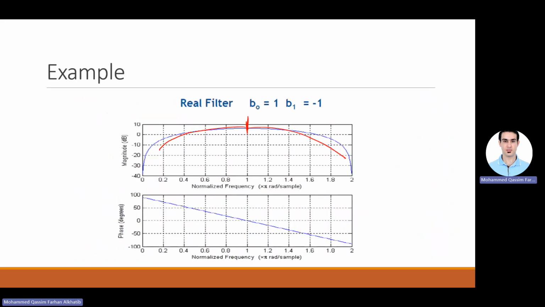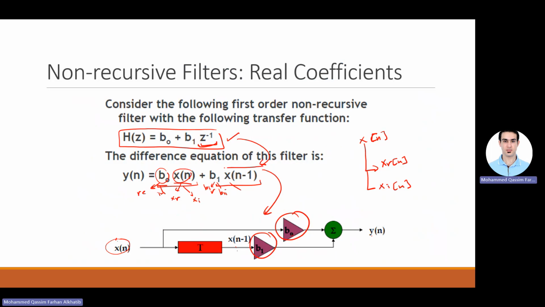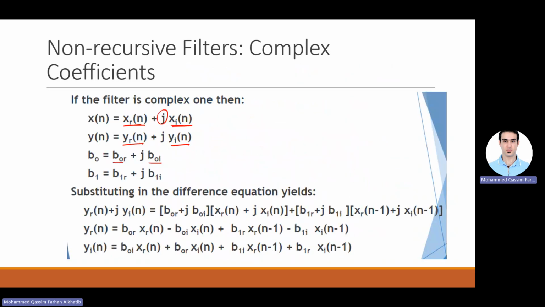Now, going back to this original formula, we substitute for each value their real and imaginary components. So B naught will be substituted by B naught real plus J B naught imaginary. So that's the first term there. And same thing for B1, B1 real, B1 imaginary. Now my inputs, again, don't have just the real part. So x real of n, j xi of n, and I have the shifted version there. And of course, the output will have y real and y imaginary with j.